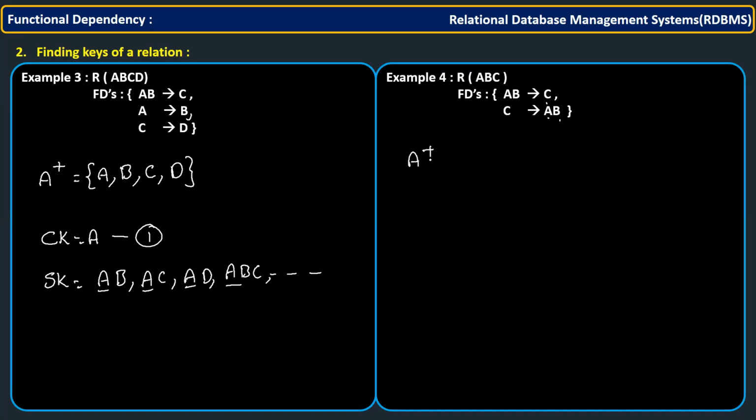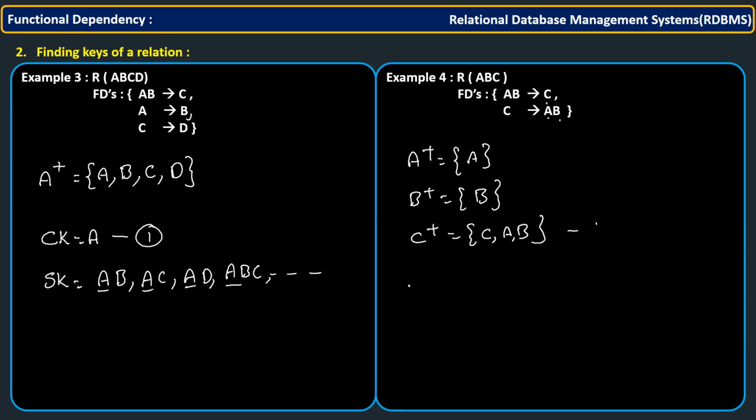So A closure, let us try to find out. A closure is giving only A, so it is not possible. B closure, if you try to find out, B is also not deriving anything here. And C closure, if you see, C is deriving AB. So in this case, C is deriving all attributes in the relation. Is it clear? So this is one candidate key.